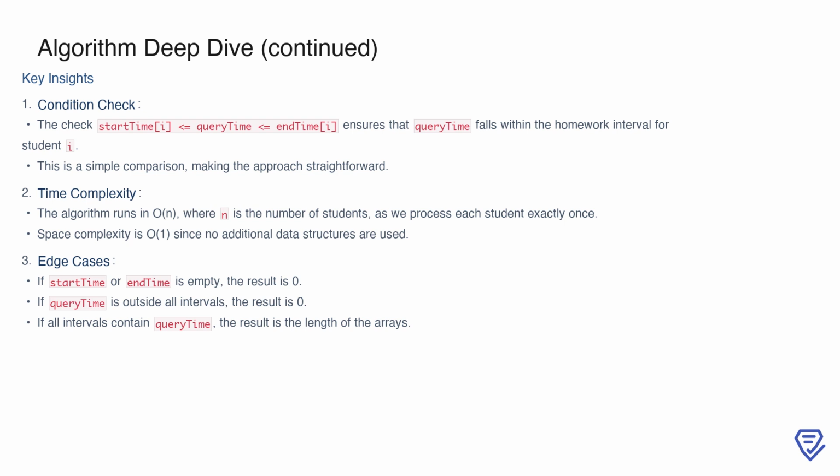Additionally, there are some edge cases to consider. If either startTime or endTime is empty, the result should naturally be 0, as there are no students to check. If the query time is outside all intervals, the result is also 0. On the other hand, if every interval contains the query time, the result would be the length of the arrays since all students are counted.